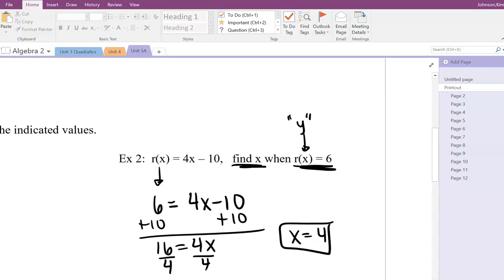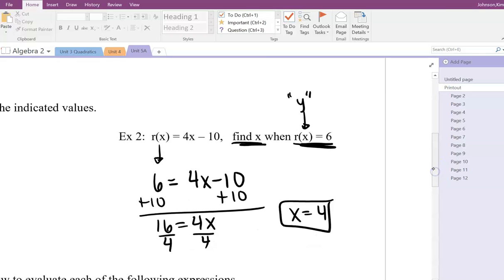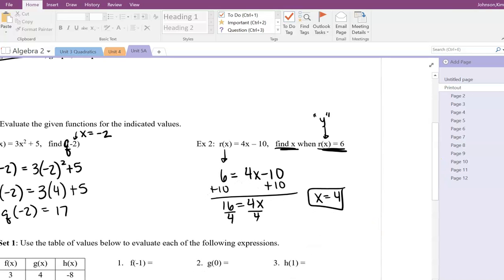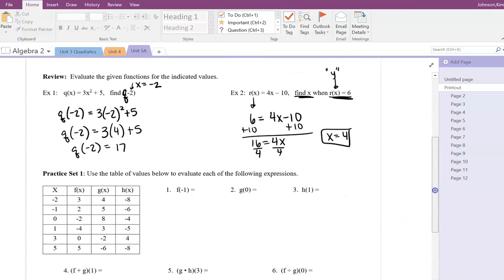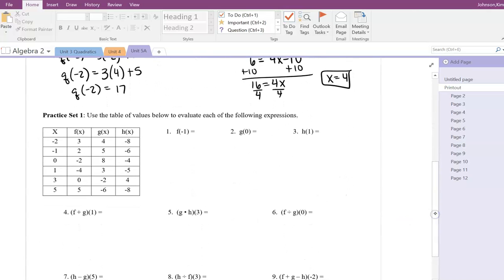And hopefully that was something you've seen before. It's kind of familiar to you. We have definitely evaluated functions, if not this unit or this year, we've definitely done it in Algebra 1. So now we're going to go ahead and apply that to some tables and some graphs, and we're going to do operations with them. So the first three are just the basics, like how do you use a table to evaluate a function.